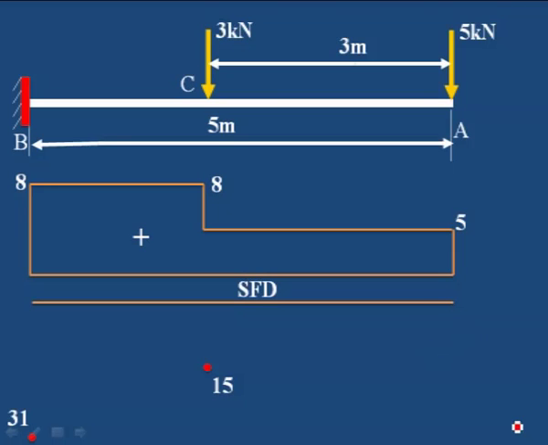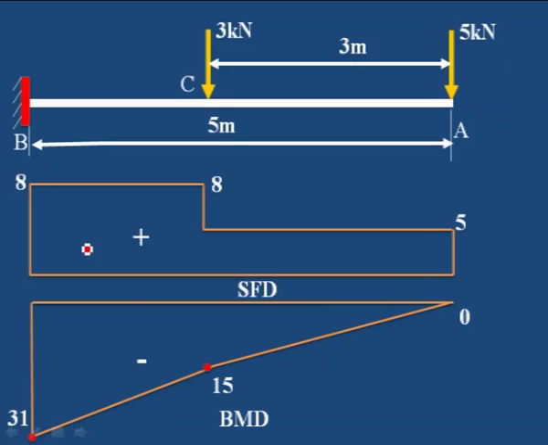After marking these points, join 0 to 15 with a straight line, that is a sloping line. Then 15 to 31, a sloping line. Then join and close the polygon. This is the bending moment diagram for 2 point loads. It is negative. What we can observe here is that wherever the point load occurs, the slope changes. This is the sloping line for the point loads. These are the 2 point loads we have considered.